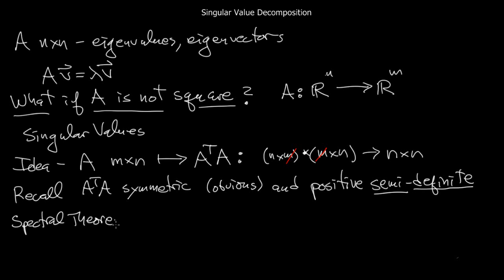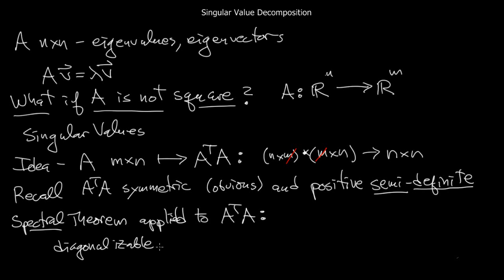Remember, the spectral theorem applies to a real symmetric matrix. And you all remember what the spectral theorem says, I know, so I don't need to repeat it. Well, I'll repeat it anyway. The spectral theorem says that when you apply it to this symmetric matrix A transpose A, it's diagonalizable. And it's diagonalizable by a basis which is orthonormal. In other words, this matrix has an orthonormal basis of eigenvectors.